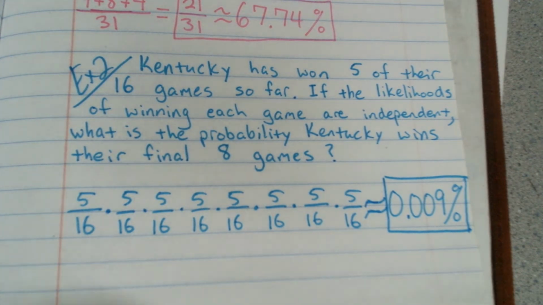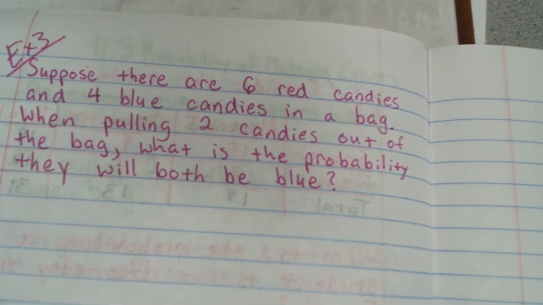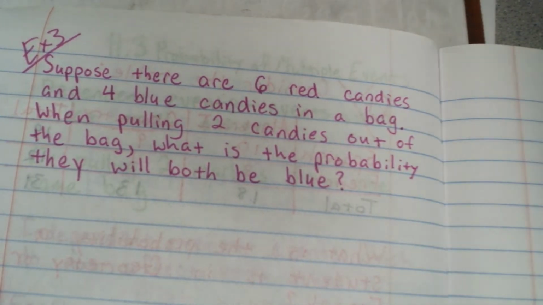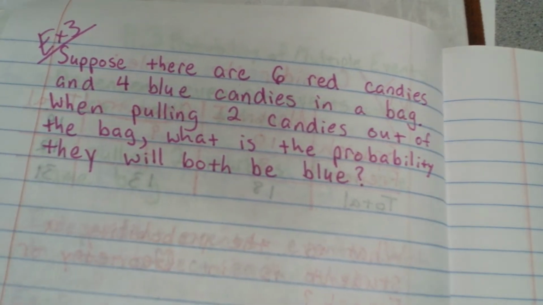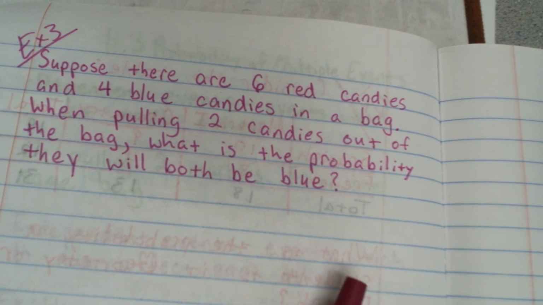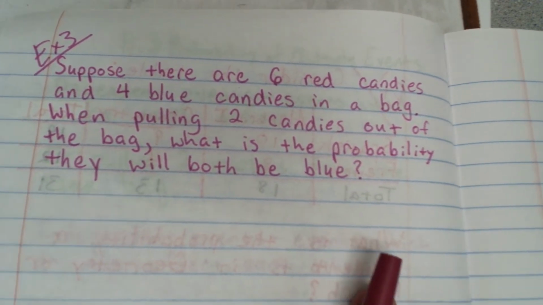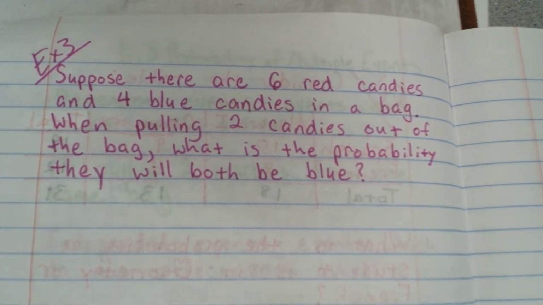So now for our last example today, let's go and look at events that are explicitly dependent, that do depend on each other. So in example 3, suppose there are 6 red candies and 4 blue candies in a bag. When pulling 2 candies out of the bag, what is the probability they will both be blue? So these are dependent events because pulling the first one out changes the probability of the second one.